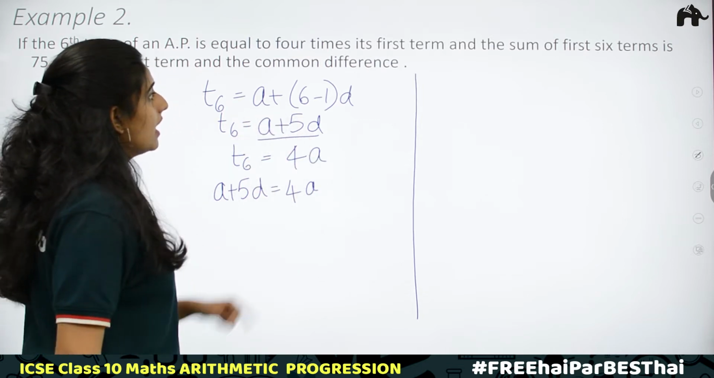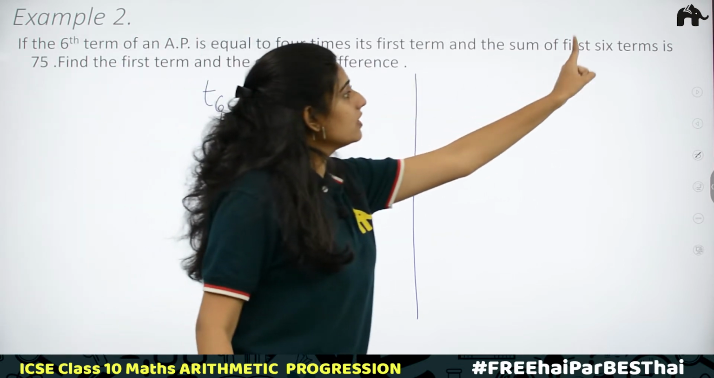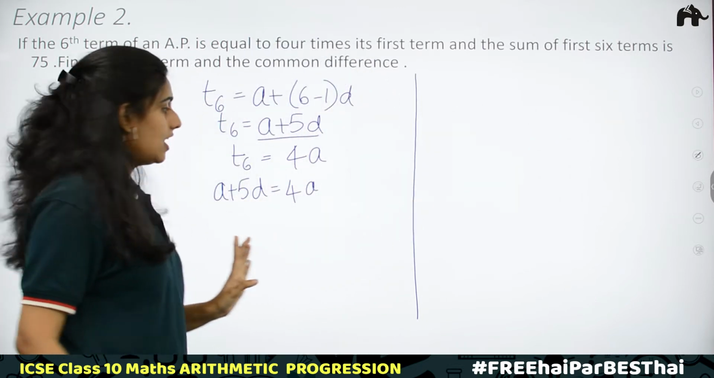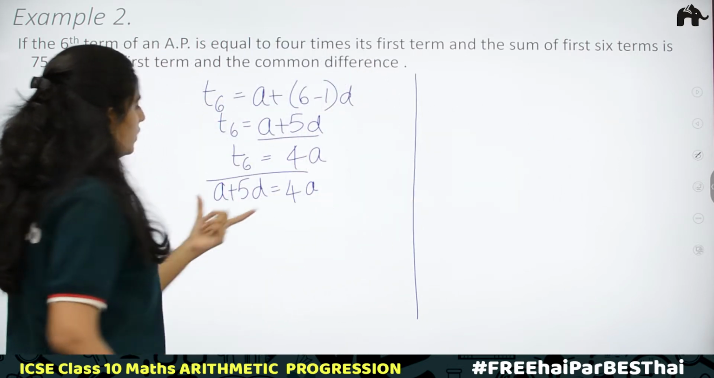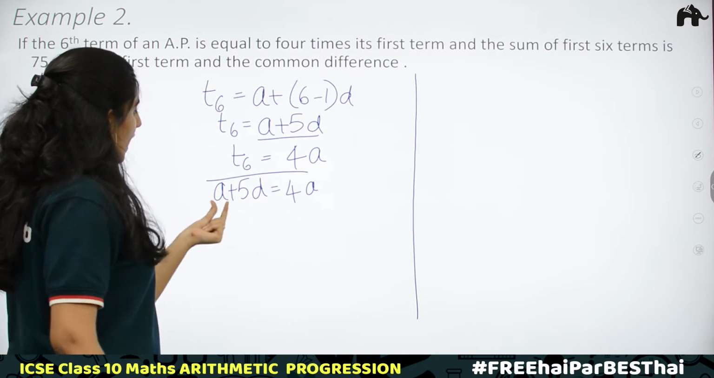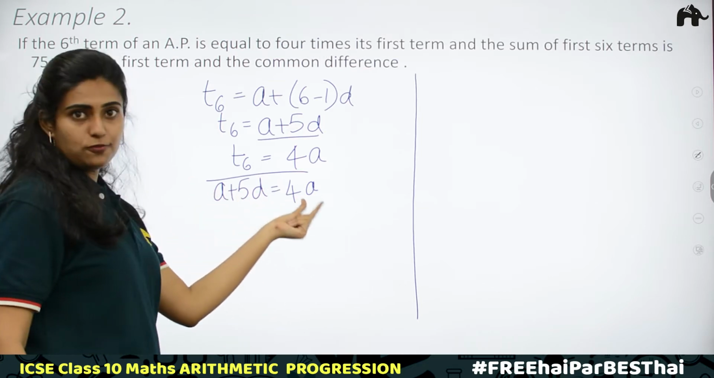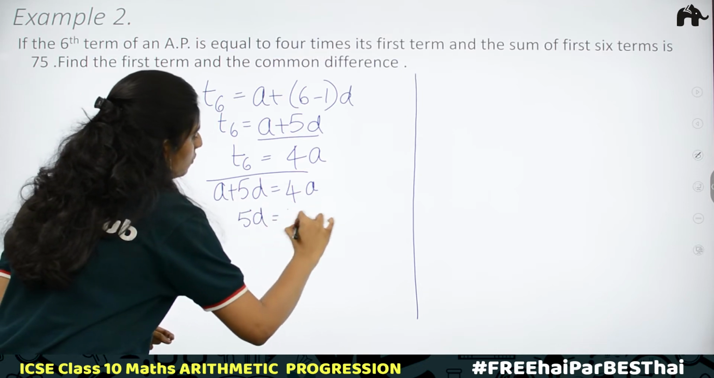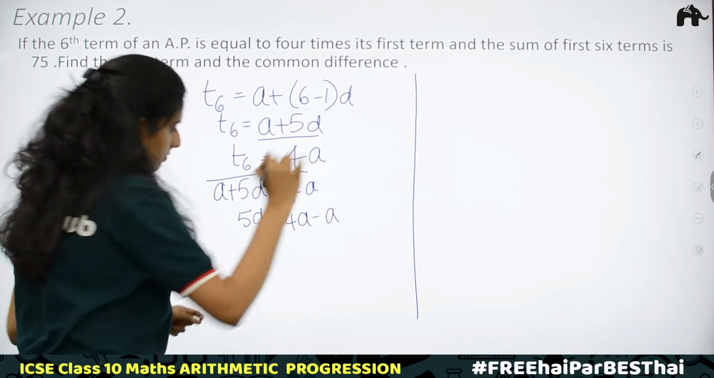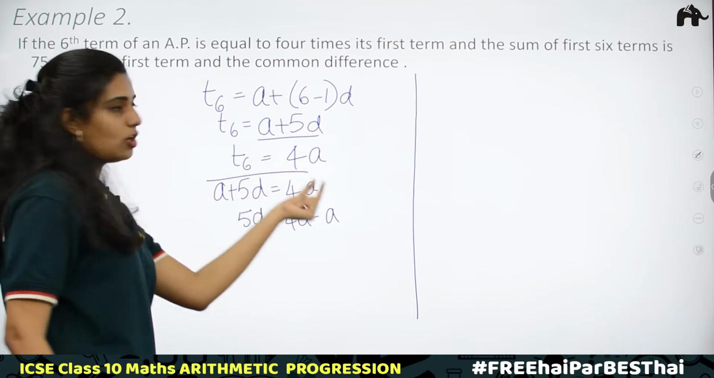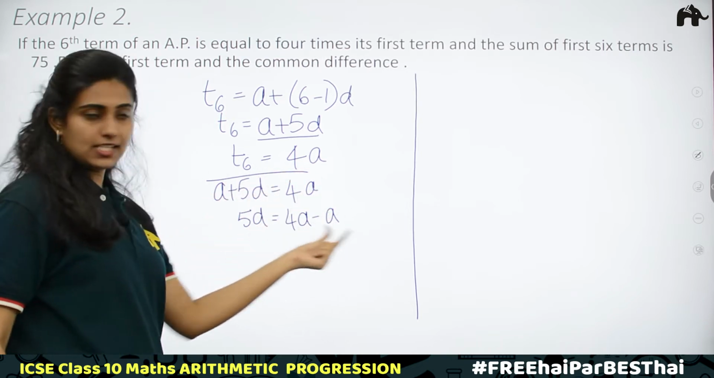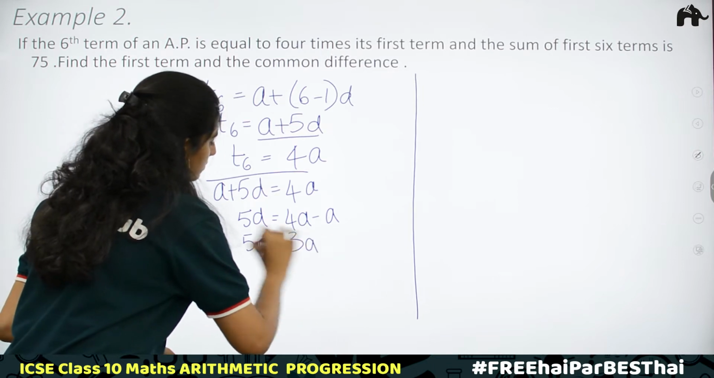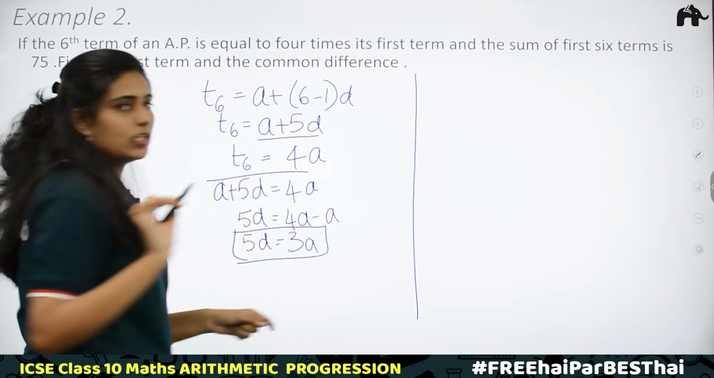Okay. And the sum of the first 6 terms is 75. Now from this, what do we get? a plus 5d is equal to 4a. This can be written as 5d is equal to 4a minus a. Yes, I am bringing this a to the opposite side, becomes 4a minus a. 5d is equal to 3a. So 3a is equal to 5d.